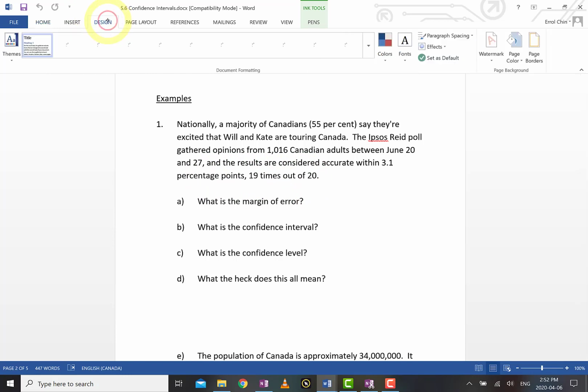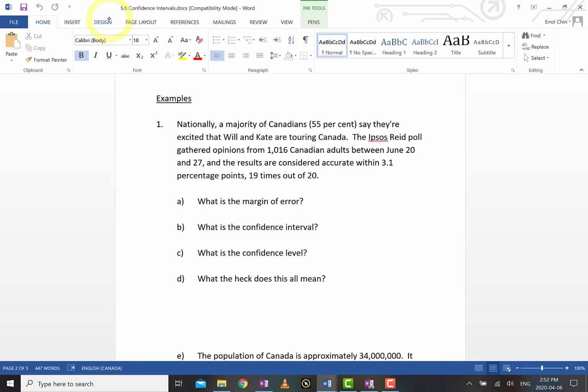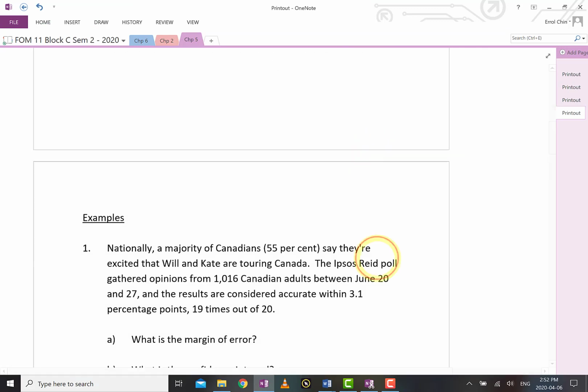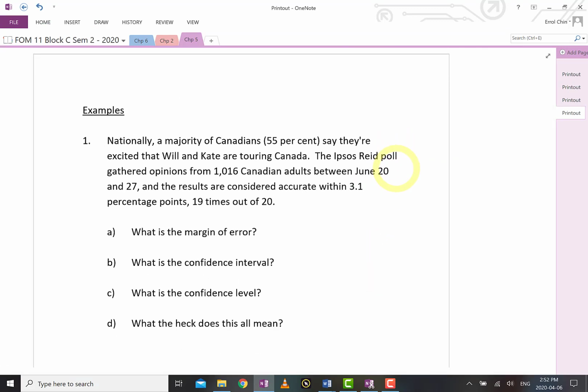So what is the margin of error? Well, the margin of error is this here, plus or minus 3.1%. So we know that 55% of the people are excited, but we're not exactly sure if it's exactly 55%. It could be 55% plus 3.1% or 55 minus 3.1%. So the margin of error is the 3.1%.